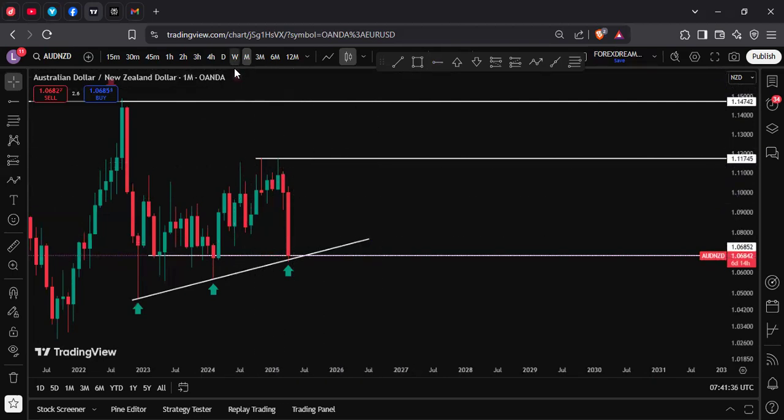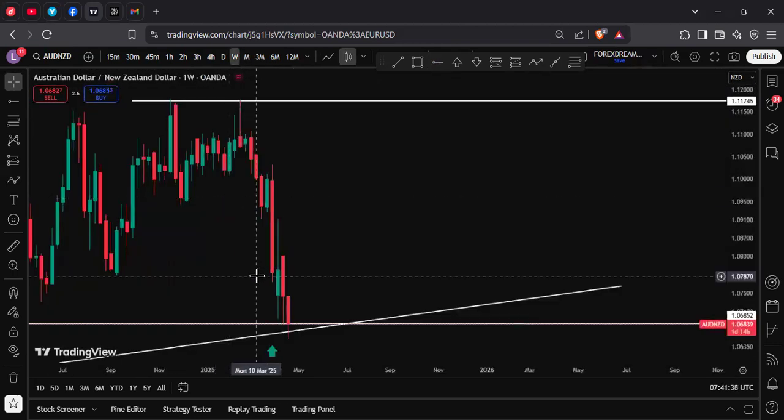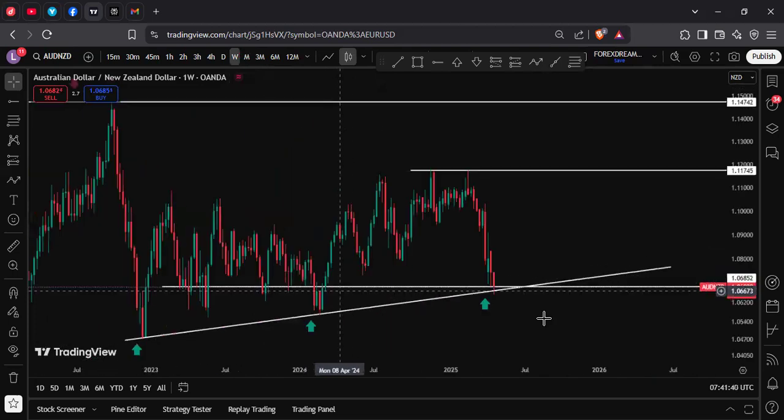Let's go to weekly time frame. Everything that we get from these time frames must correspond. So here you can see the touches are very much visible. Here is your first touch. Here is your second touch. This is your third touch. This is where we're supposed to be looking for our entries.